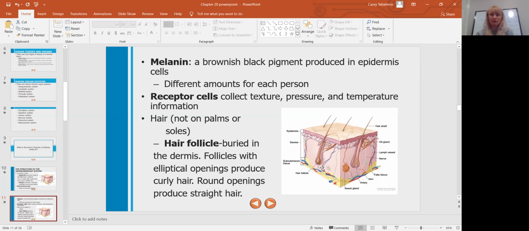And you have different types of openings, and the kind of opening you have is a genetic determination. But if you have a rounder opening in your hair follicle, you're going to have straight hair. If you have a more elliptical shape, you're going to have curlier hair.